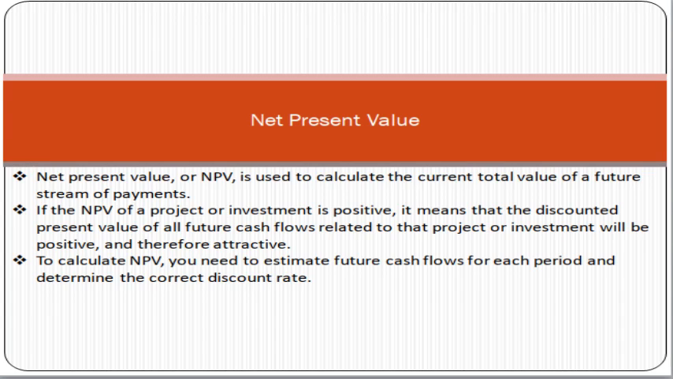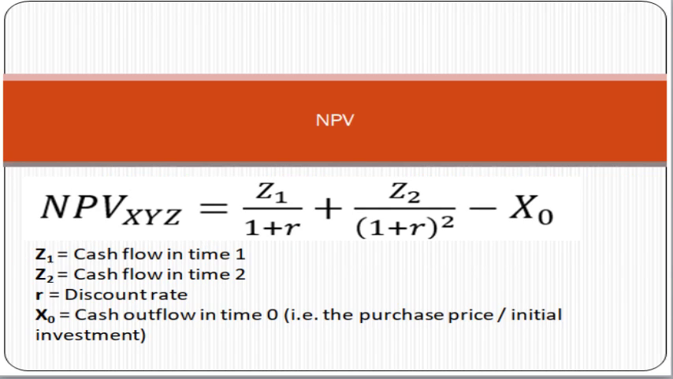Because after using the formula, you will know what the profitability of that project is. Now the formula of NPV, or net present value, is NPV = Z1/(1+R) + Z2/(1+R)^2 - X0. Now what is this concept here? Z1 is the cash flow in time 1, Z2 is the cash flow in time 2, R is the discount rate, X0 is the cash outflow in time 0, the purchase price or initial investment.